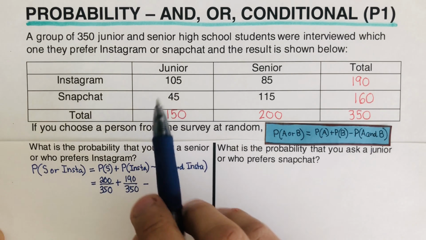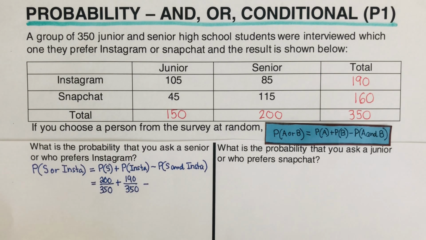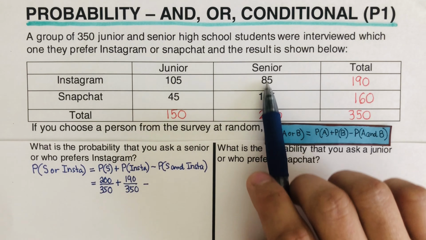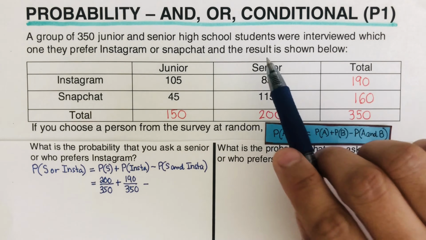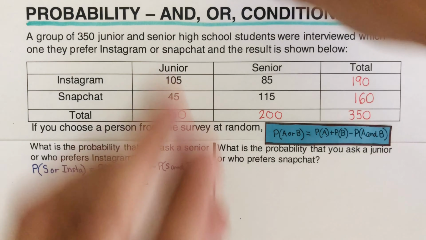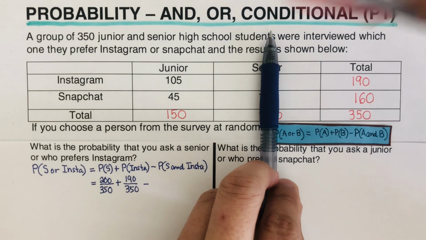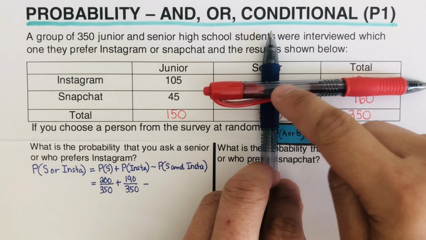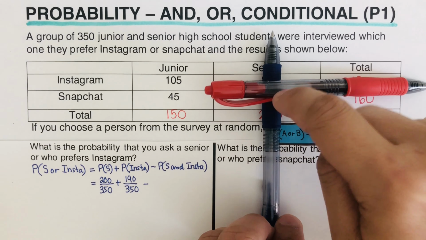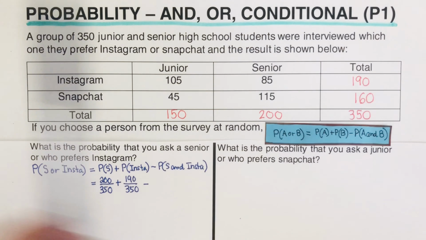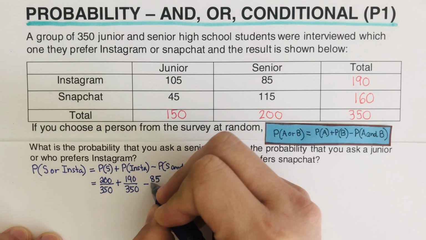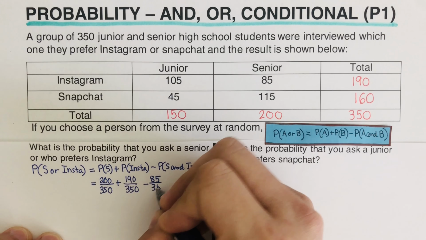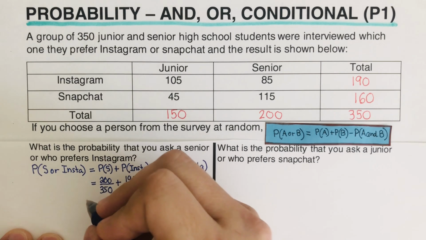So their intersection. Again, the row that we're looking at is senior and Instagram. So this is the intersection. If we look at this one right here, that's a senior and that's Instagram. So these two pens are touching at this point. That's the intersection. So that is 85 over 350. So I'm going to write 85 over 350. So then we can go ahead and simplify this.